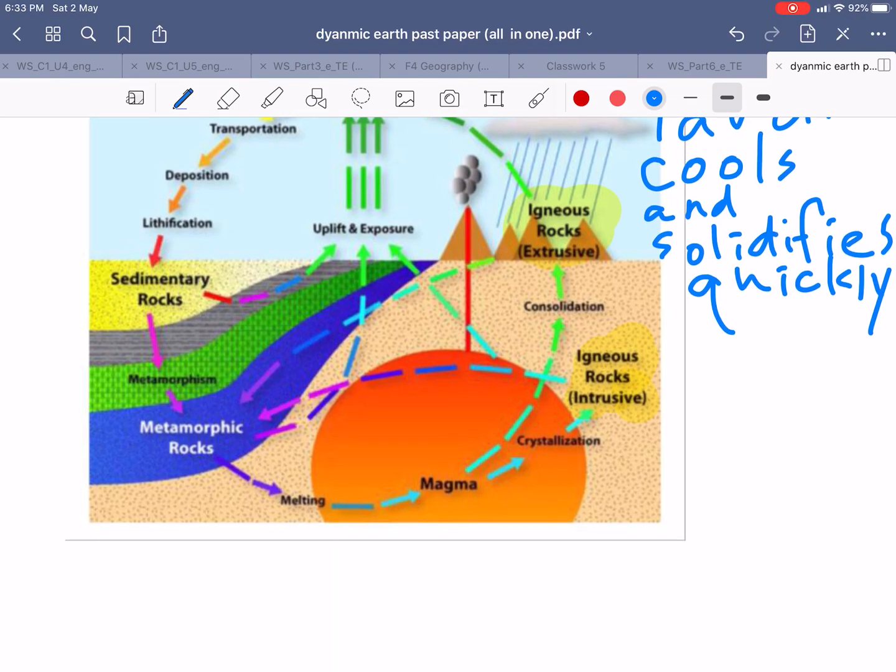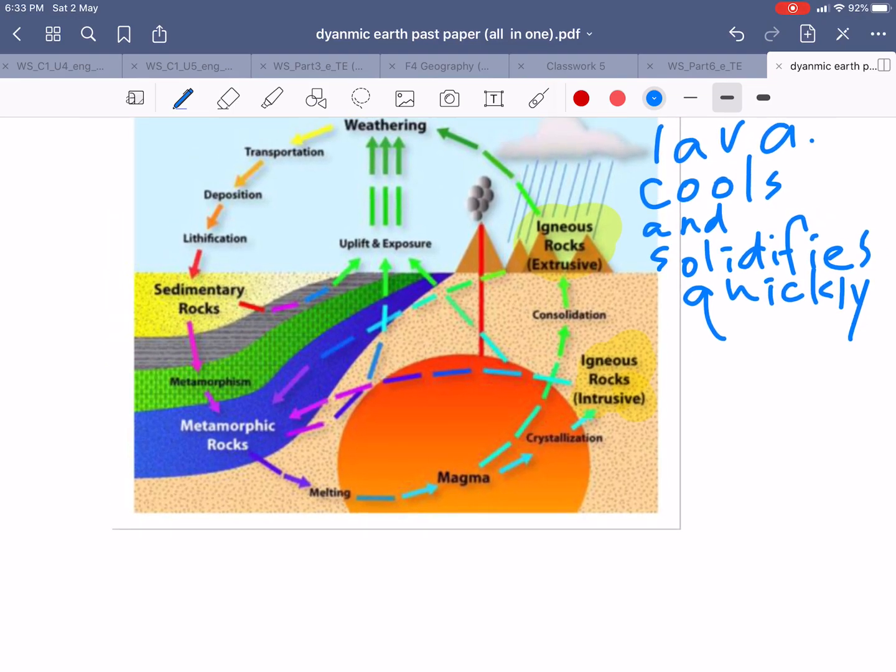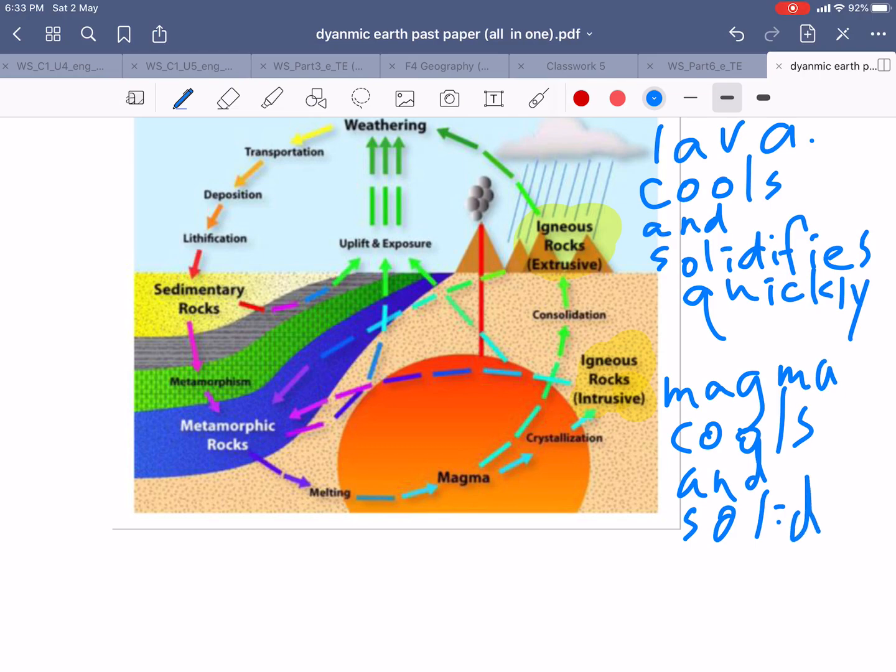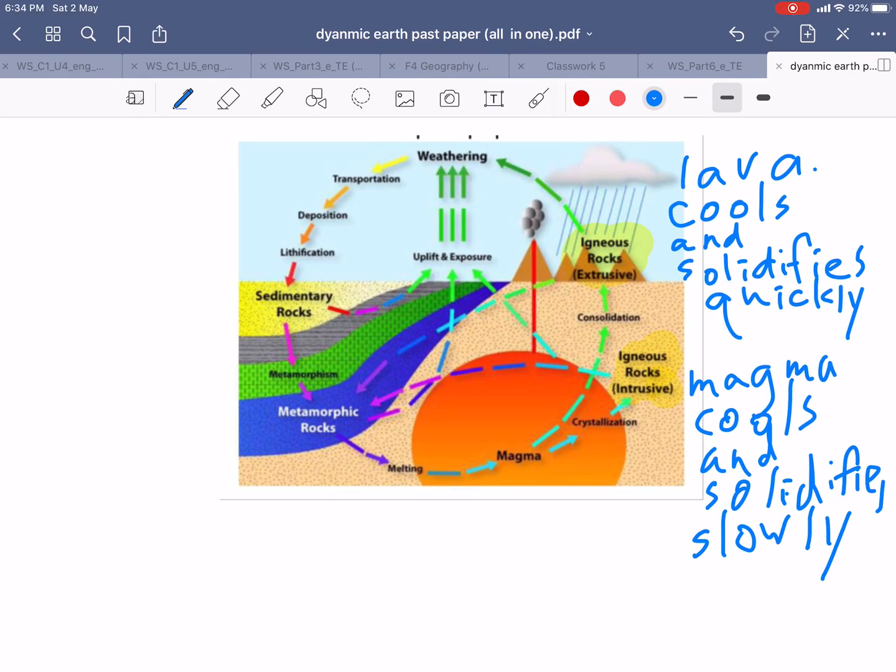And then for the intrusive igneous rock, it should be the magma that cools and solidifies slowly. So bear in mind these two differences, because some of your students are still mixing up. In the last second mock, I think you should have a better understanding of the differences between the extrusive igneous rock and the intrusive igneous rock.